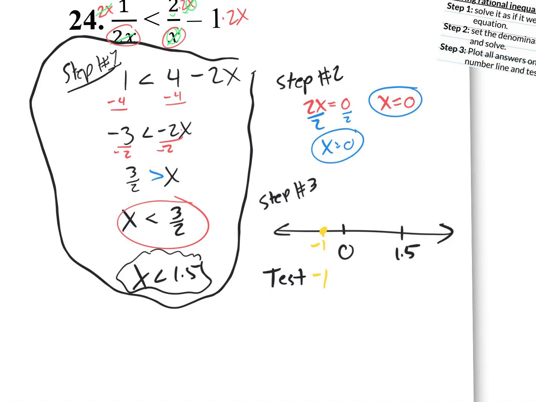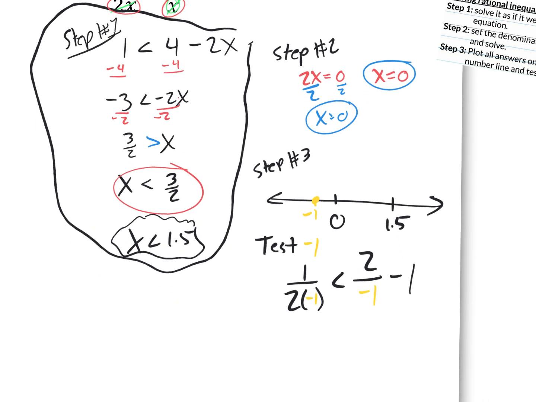Let's see if it works. How am I going to do that? By going to the original and replacing the x's with that -1. So the original says 1 over 2 times x, in this case 1 over 2 times -1, should be less than 2 over x, in this case 2 over -1, and then -1 at the very end. So let's see how this works out. This ends up being -2, so 1 over -2 is technically -1/2. So you have -1/2 is less than, and right here you have 2 divided by -1, that's -2, and -2 minus 1 is -3. So you have -1/2 is less than -3.